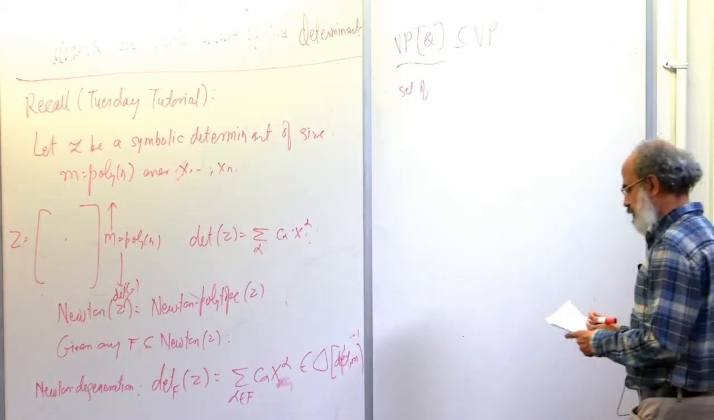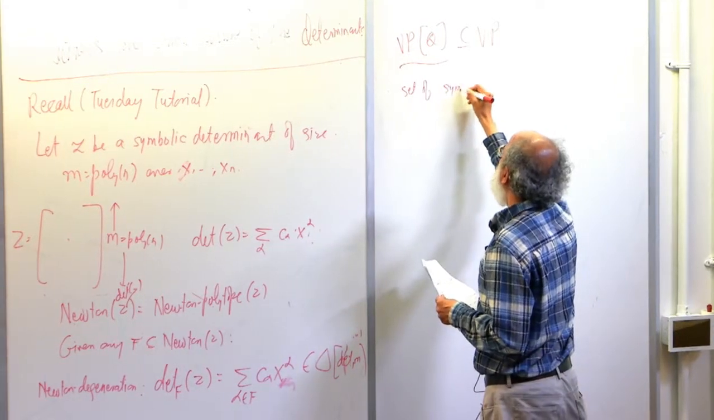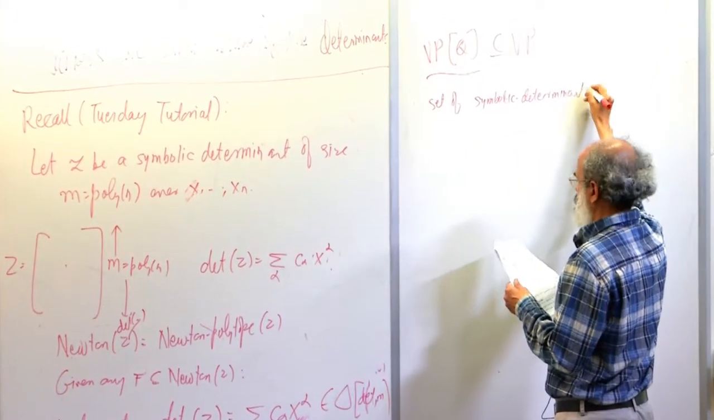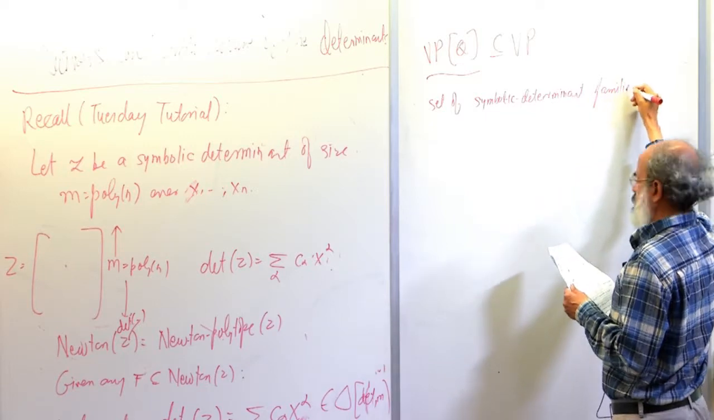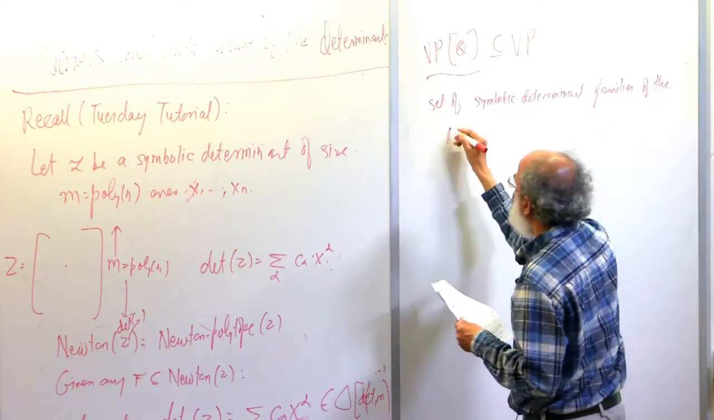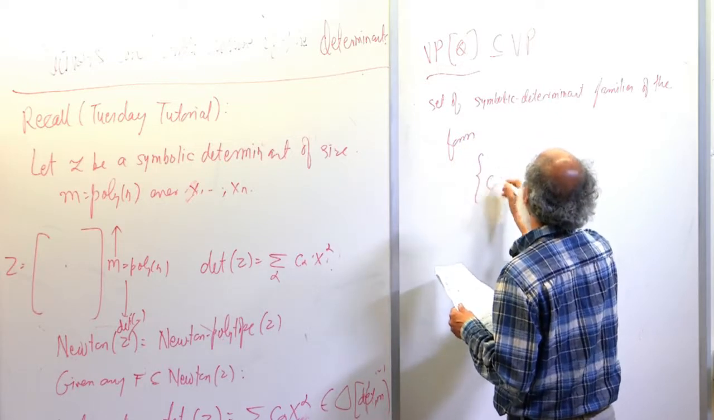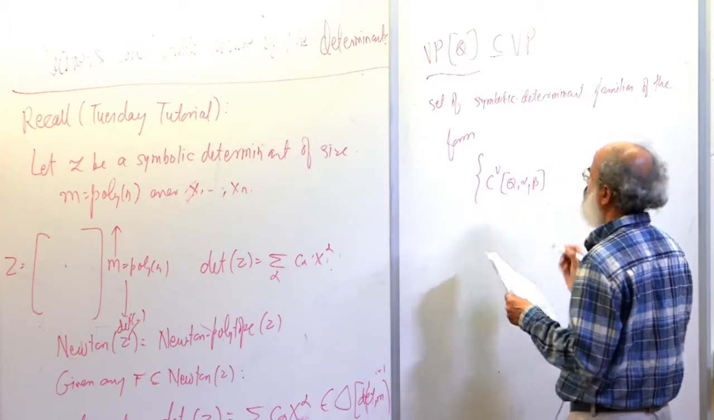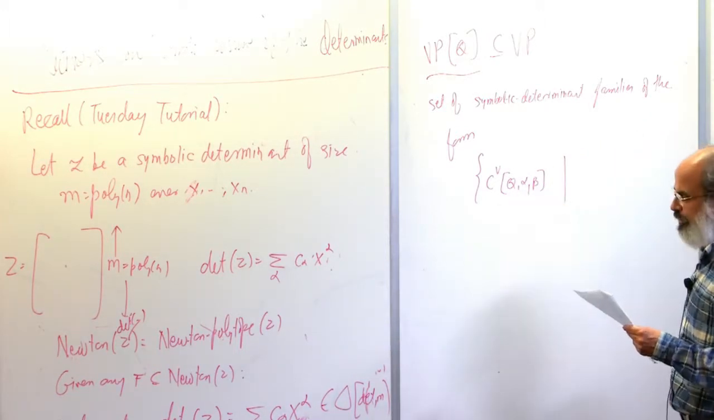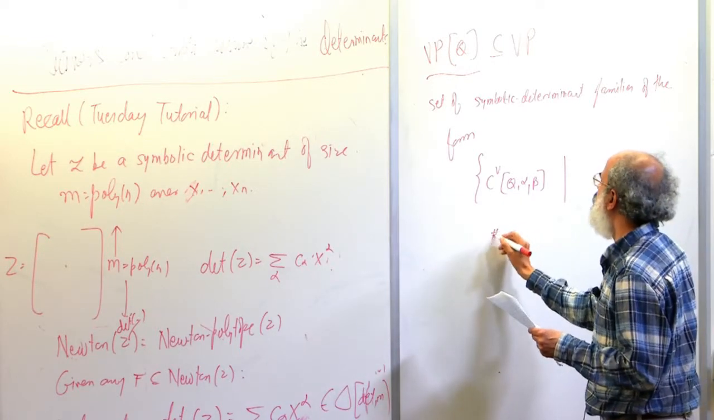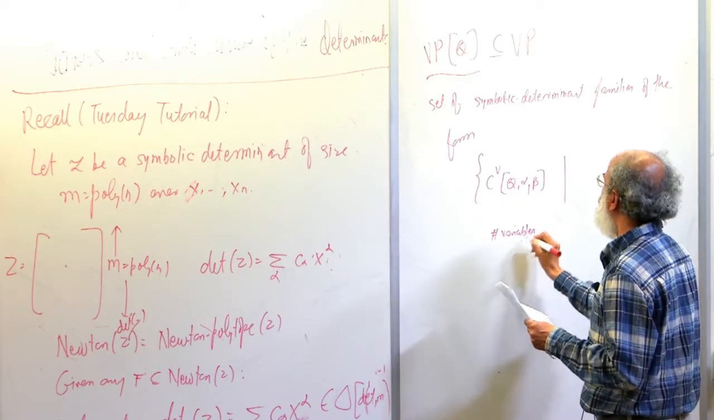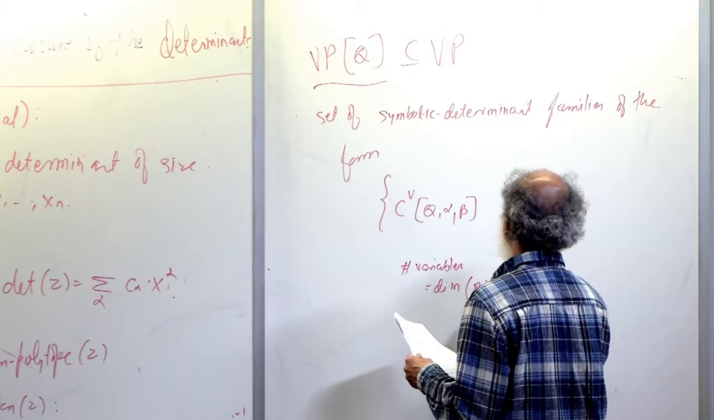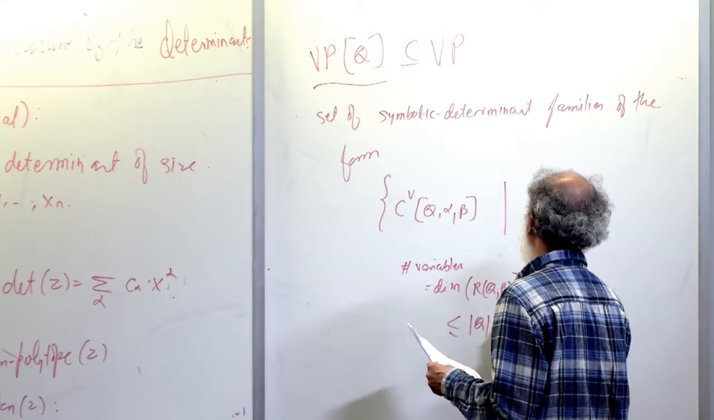Okay, so the set of symbolic determinant families of the form Q, alpha, beta. So basically you just take all of this kind. This would have a number of variables equal to basically the dimension of the representation space QB, which would be less than total beta squared.